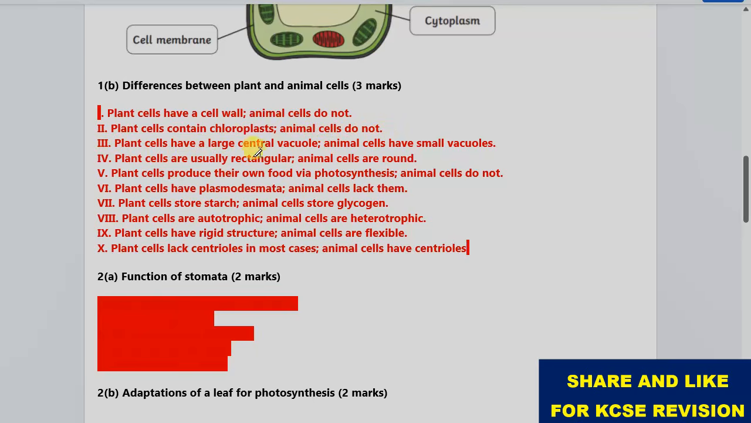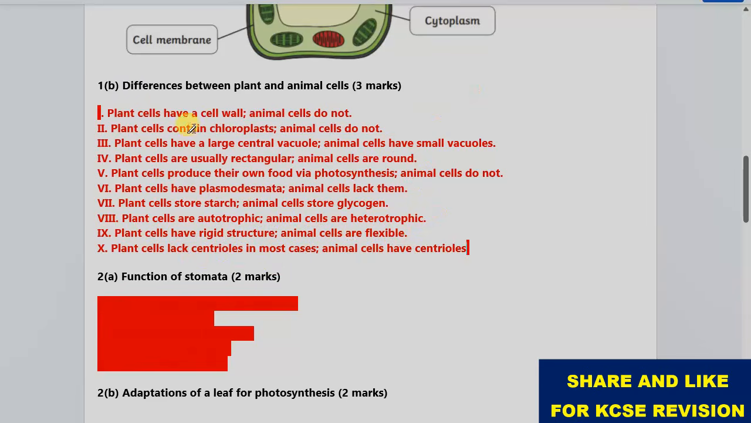Plant cells have a large central vacuole, while animals have small vacuoles. Plant cells are usually rectangular, while animal cells are round. Plant cells produce their own food via photosynthesis, while animals do not. Plant cells have plasmodesmata, while animal cells lack plasmodesmata. Plant cells store starch, animal cells store glycogen. Plant cells are autotrophic, while animal cells are heterotrophic. Plant cells have a rigid structure, while animal cells are flexible.